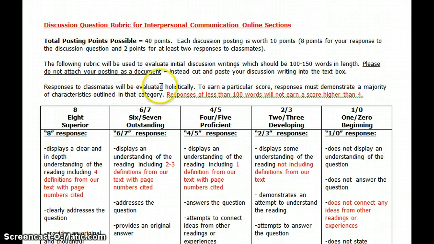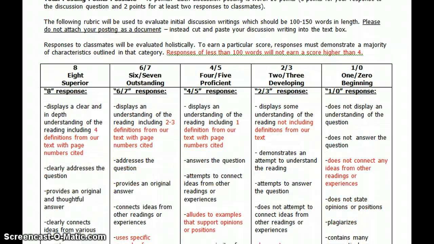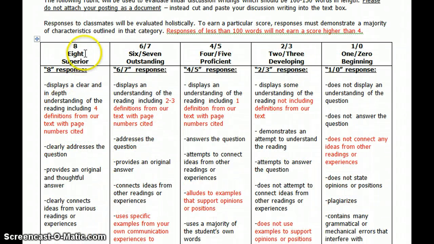Responses to classmates will be evaluated holistically. In order to earn a particular score, responses must demonstrate a majority of the characteristics in that category. Responses of less than 100 words will not earn a score of higher than 4. So again, if we look over here on the left-hand side, we see an 8, which is an A, or a superior response. We see an 8 response displays a clear and in-depth understanding of the reading.